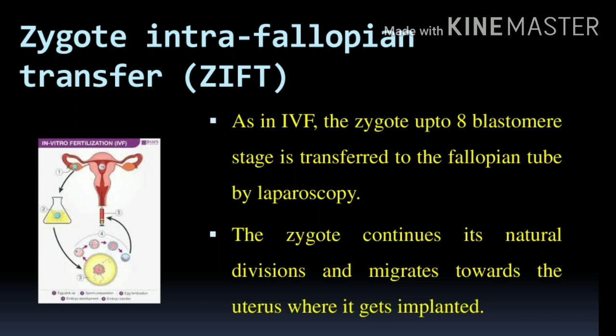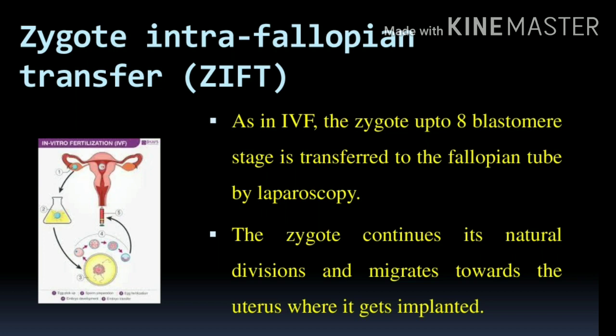In zygote intrafallopian transfer, what type of method are we using? That is laparoscopy. Now the zygote continues its natural division and migrates towards the uterus, where it gets implanted. Can you understand? The 8 blastomere stage is transferred directly to the fallopian tube by laparoscopy.